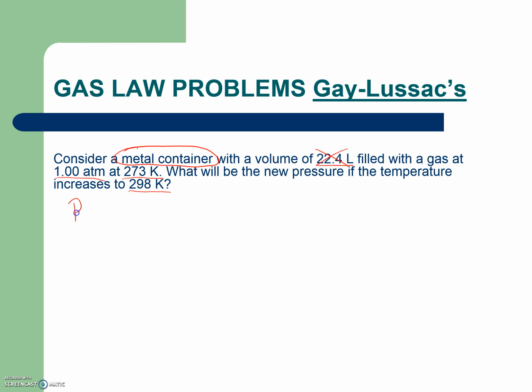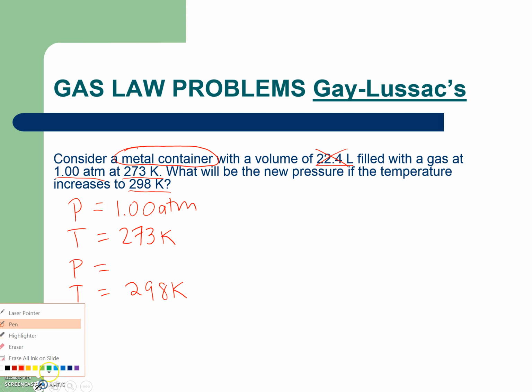Okay, so I'm going to write P, T, P, T. My pressure is 1 atm. My initial temperature is 273 Kelvin. My new pressure is what I'm looking for, and my new temperature is 298 Kelvin. First thing I'm going to check is my temperature has to be in Kelvin, and it already is, so that's not something that I need to deal with. Second thing that I'm going to check is my temperature is going up, so I want my pressure to go up. So I'm going to go ahead and put that arrow there because that's going to be my check later on.